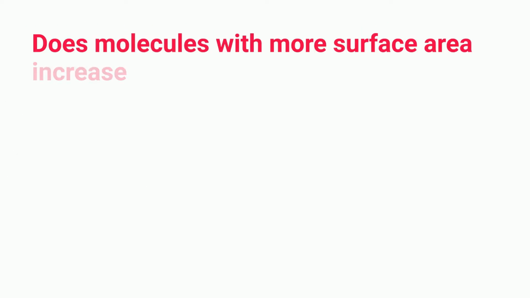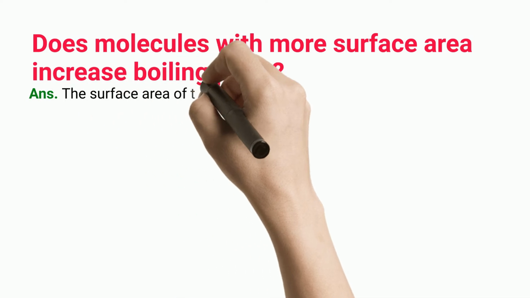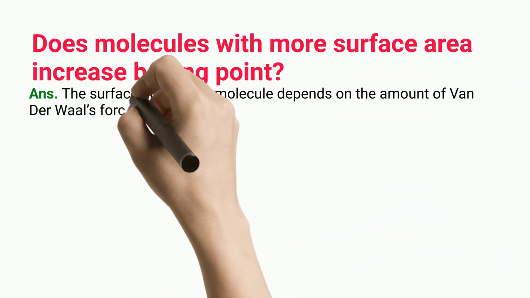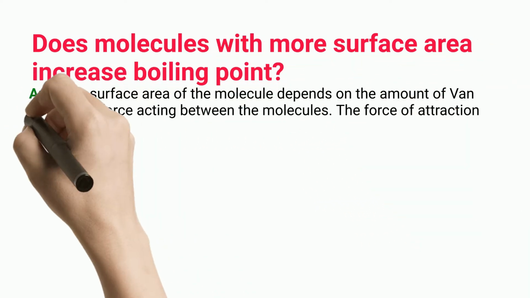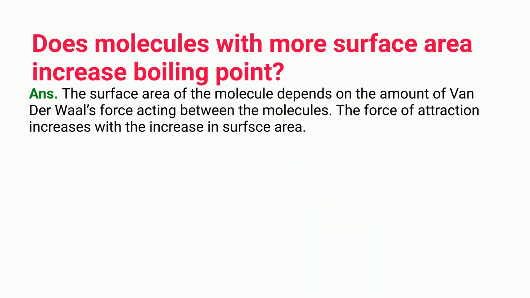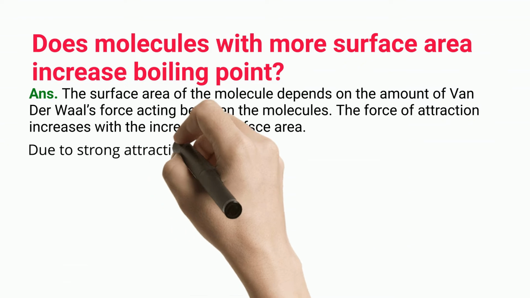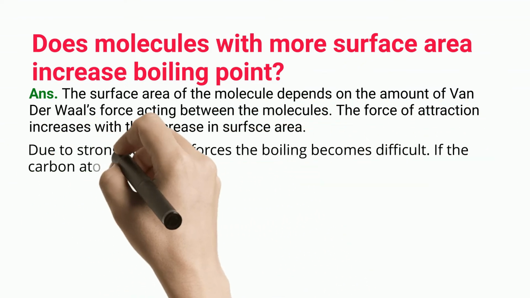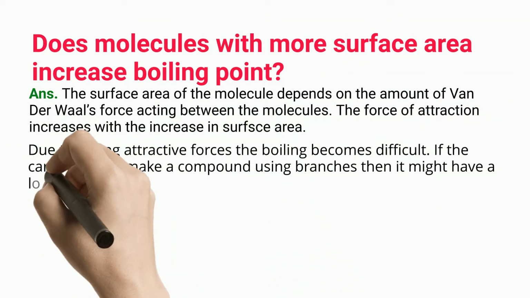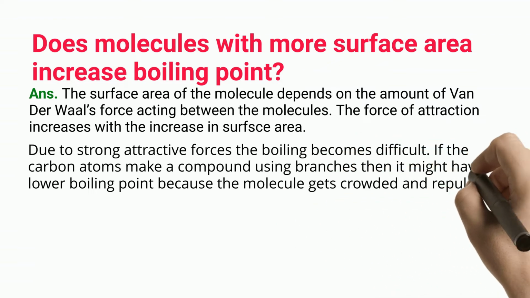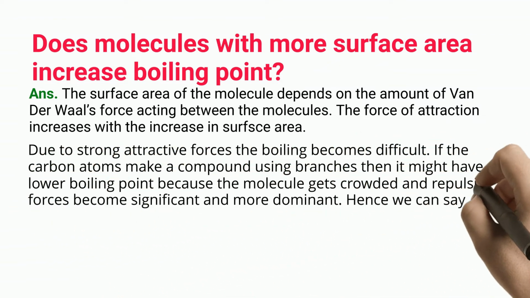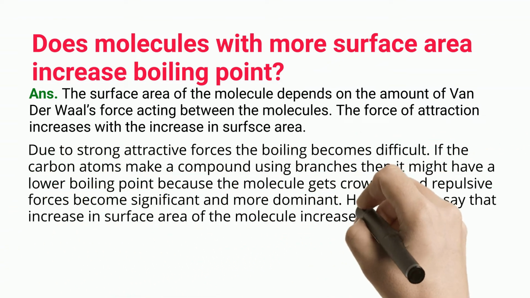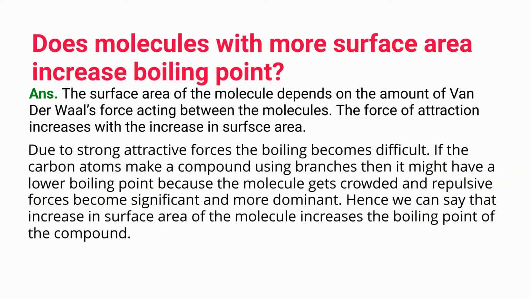Does molecules with more surface area increase boiling point? The surface area of the molecule depends on the amount of van der Waals force acting between the molecules. The force of attraction increases with the increase in surface area. Due to strong attractive forces, the boiling becomes difficult. If the carbon atoms make a compound using branches, then it might have a lower boiling point because the molecule gets crowded and repulsive forces become significant and more dominant. Hence we can say that increase in surface area of the molecule increases the boiling point of the compound.